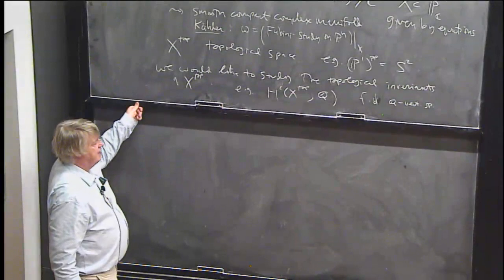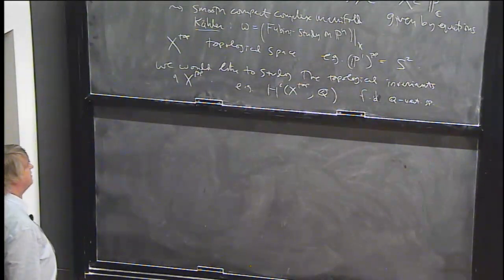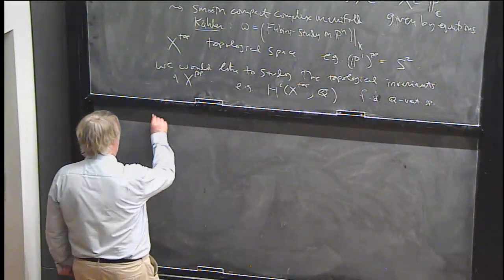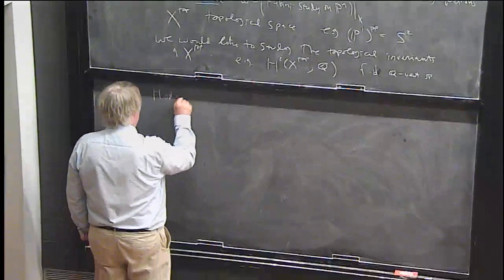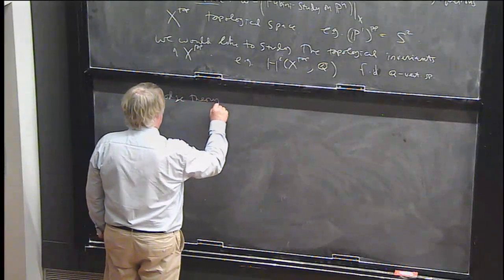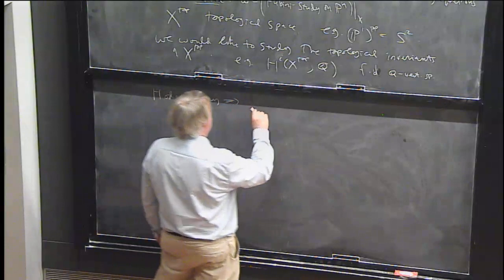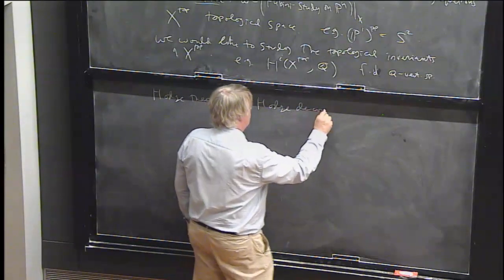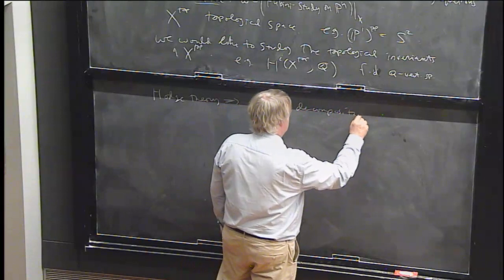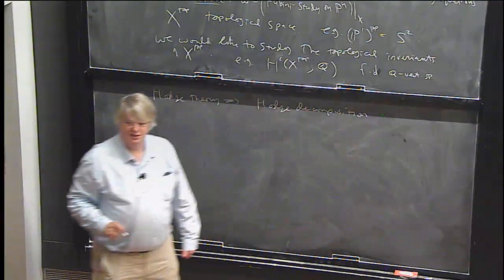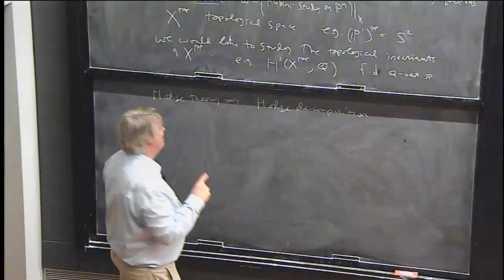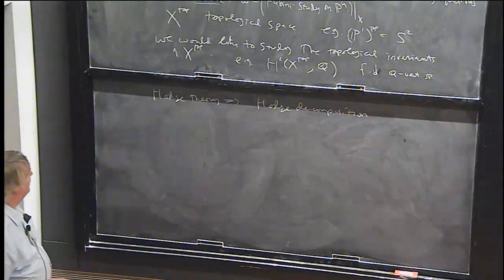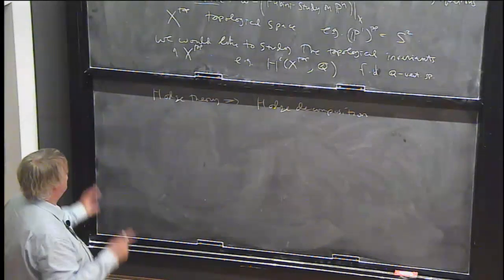And what does Hodge theory say? Well, Hodge theory tells us that this has some additional structure. Hodge theory gives us what's called the Hodge decomposition. If it's going too slow, it'll speed up a little bit later. If it's going too fast, if anybody has questions, please stop.